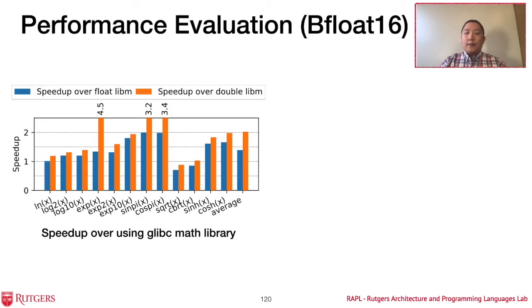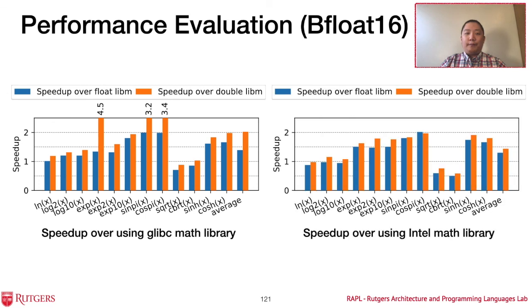Our experimental evaluation also shows that RLibm is efficient. The graph shows a speedup of RLibm's bfloat16 math library functions against glibc's float math library in blue bars and glibc's double math library in orange bars. RLibm's functions for bfloat16 are on average 1.4x faster than glibc's float math library and 2x faster than glibc's double math library.